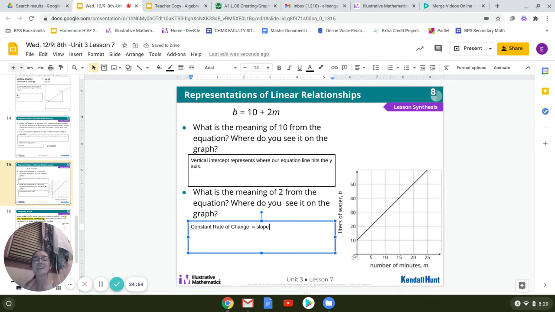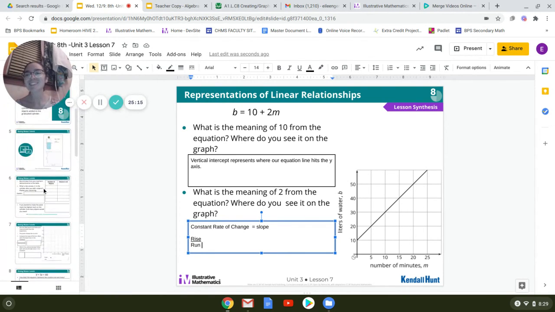And how do we see that on our graph? That's our rise over our run. Capitalize that word, underline that word rise so that you get it as a fraction. Rise over run. Oh my goodness, you guys are so good at this.